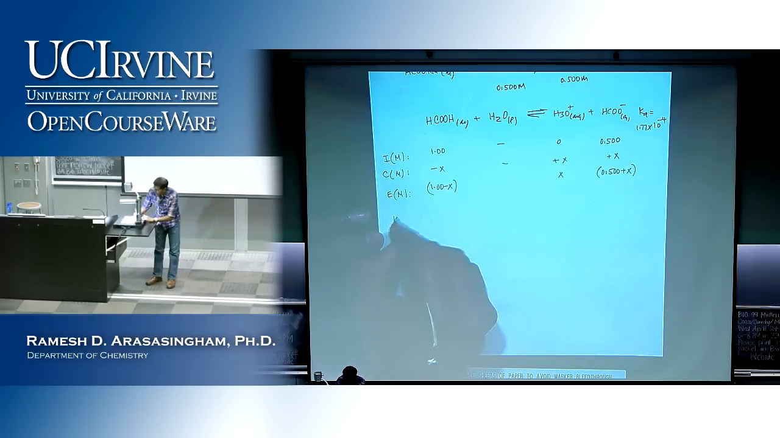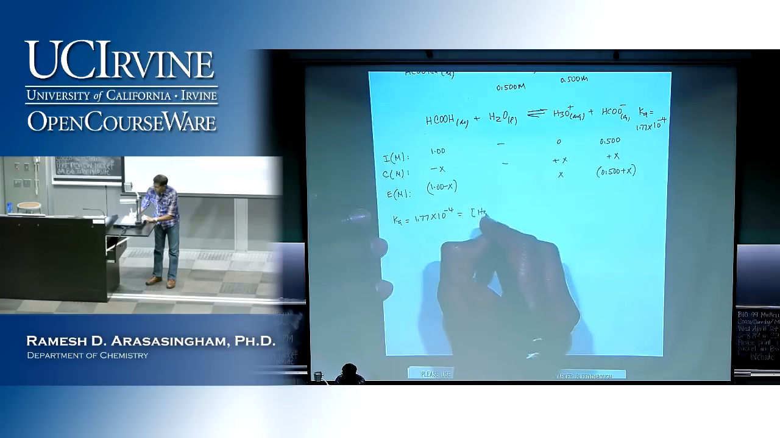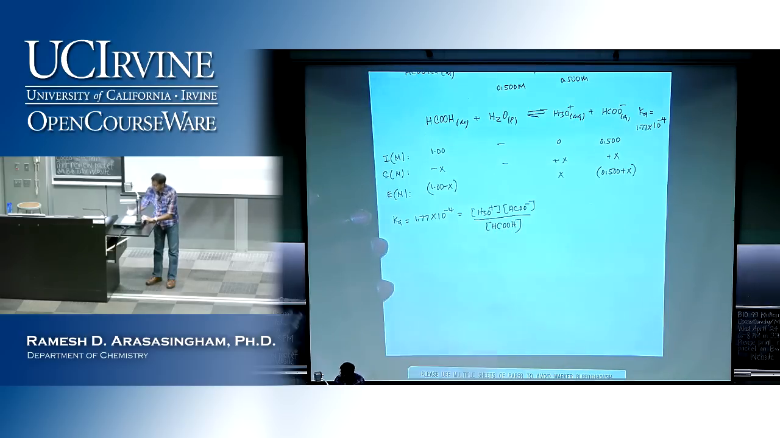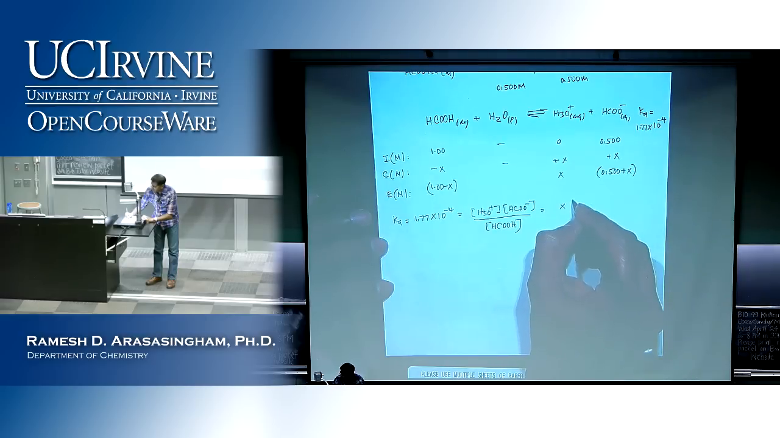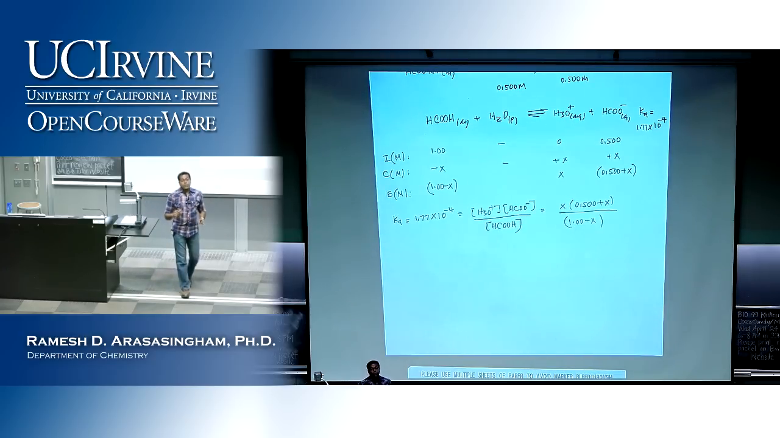So we know that Ka equals 1.77 times 10 to the negative 4, which gives me the hydronium ion concentration times the formate ion concentration divided by formic acid, which is x times 0.500 plus x divided by 1 minus x. Now what do I do next?